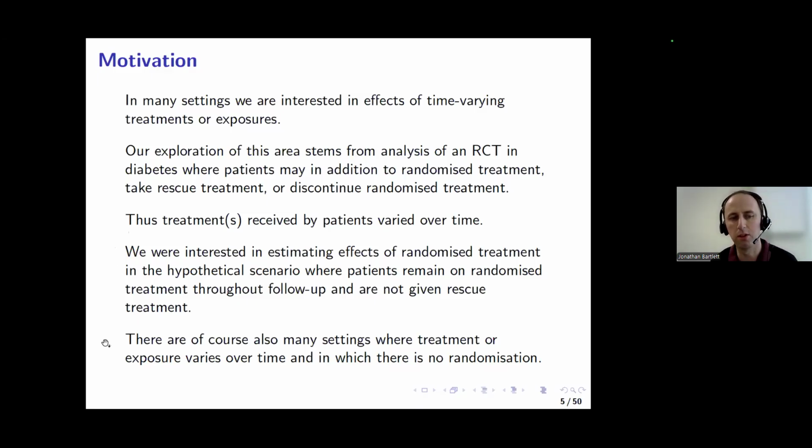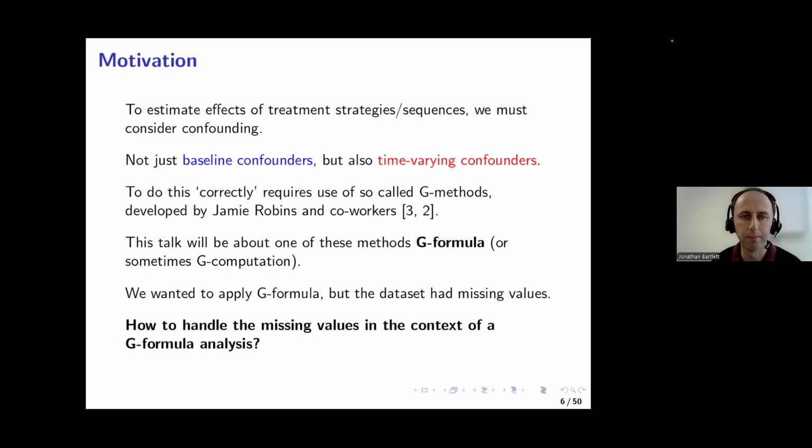But of course, the method I'll be talking about today, G-formula, is traditionally more often used in the analysis of observational studies where there's no randomization at all. And we're interested in the effects of treatment strategies for some potentially time-varying treatment or exposure. In that sort of situation, we have to worry about confounding if the treatments are not randomized. So in the randomized trial setting from diabetes that I was talking about a moment ago, the initial treatment was randomly assigned, but the rescue treatment and the discontinuation of randomized treatment were not randomized.